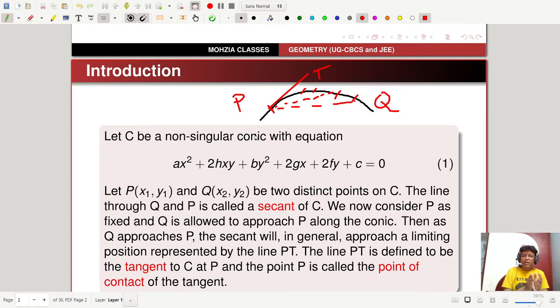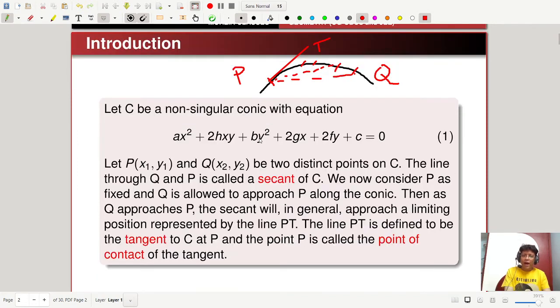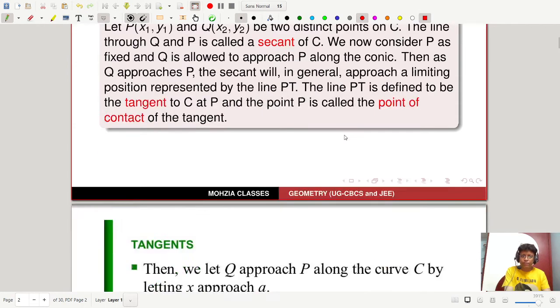That means in the limiting case, as Q approaches P, the secant will in general approach a limiting position represented by the line PT. Then the line PT is defined to be the tangent to C at P. And the point P is called the point of contact of the tangent. So that is the concept behind the tangent lines. It's actually the limiting case of the secant.